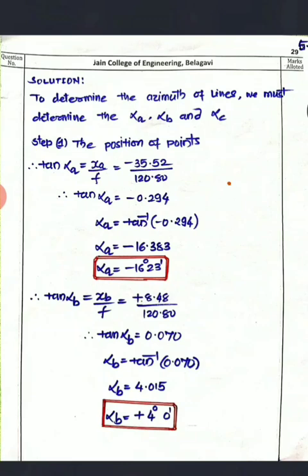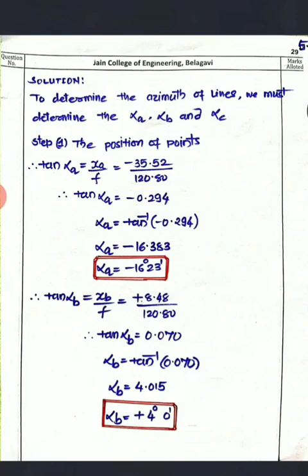From the position, tan alpha A is equal to XA by F. You can take the reference of derivation 1, where we got the horizontal angles tan alpha A and tan alpha B. So tan alpha A is equal to XA by F. XA is minus 35.52 divided by 120.80. XA is given for A's location, and F is also given, that is 120.80.